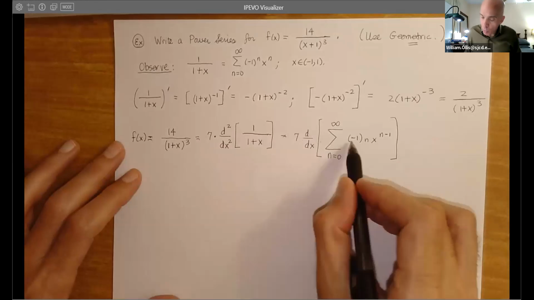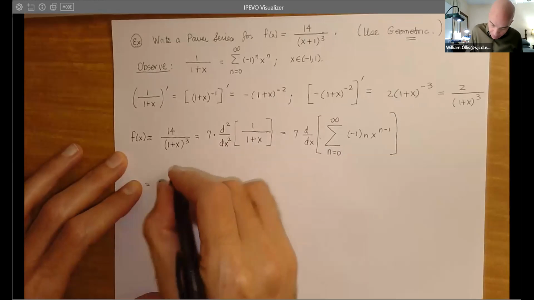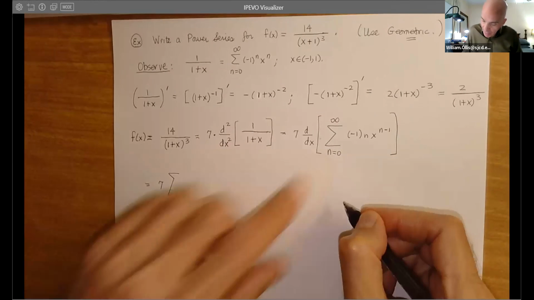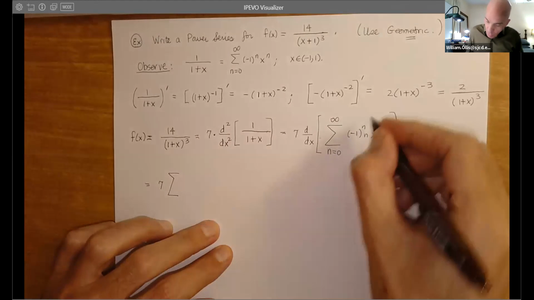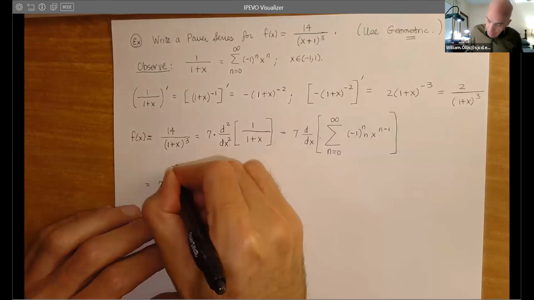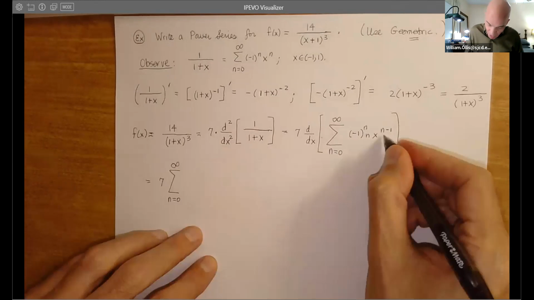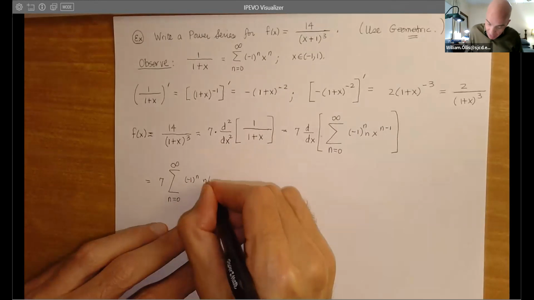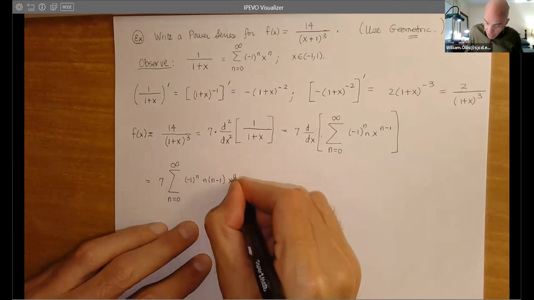Now we need to do one more differentiation. So we have 7. Now pull the derivative inside, do it again. And we got an n here, sorry. Need that n. So we have 7, n equals 0 to infinity. Now run the derivative inside one more time. Take another derivative. We have -1 to the n. And now we have n times n minus 1, x to the n minus 2.